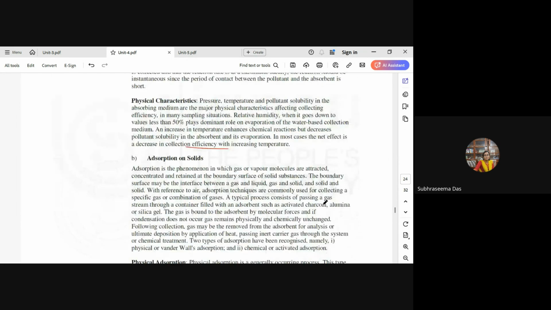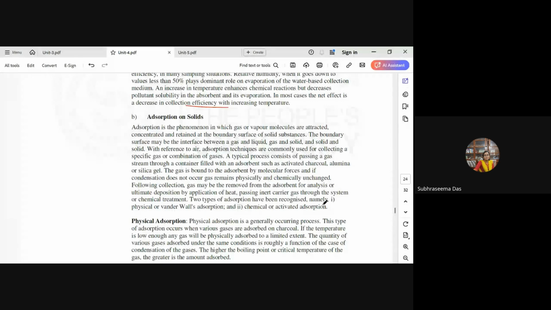Then coming to adsorption on solids. Adsorption is a phenomenon, we know, where the molecules are attracted on the surface. With reference to air samples, the gas is bound to the adsorbent by molecular forces, and if condensation does not occur, the gas remains unchanged. Two types of adsorption have been recognized.